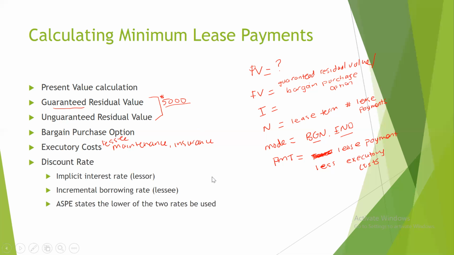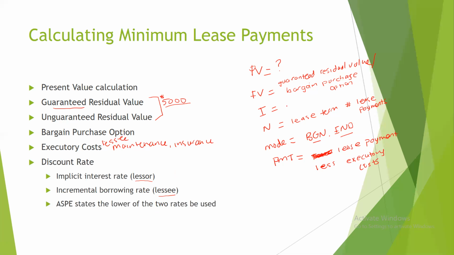All right, next one is your discount rate. So your I. Okay, so when you're trying to figure out what to put for your I, it's going to be the lower of either the implicit interest rate of the lessor or the incremental borrowing rate of the leasee. Right? So there's two rates here. The lessor has a rate of how much the rate of return is going to be, and the leasee has a borrowing rate of how much they borrow for. ASPE says we're going to use the lower of these two rates.